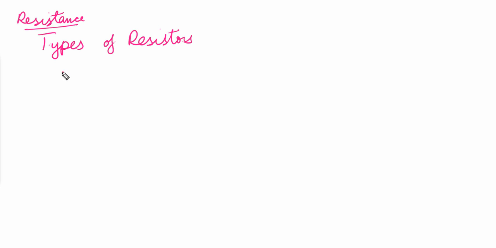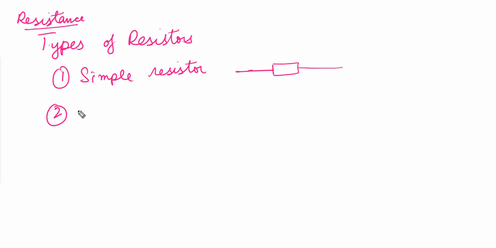Number one, a simple resistor. A simple resistor is the one that we normally use in our circuits, that is used to control the flow of current. The symbol for the simple resistor is like this. It's just like a box type of symbol, and these two lines are representing the wires. Now the next one is the light dependent resistor.